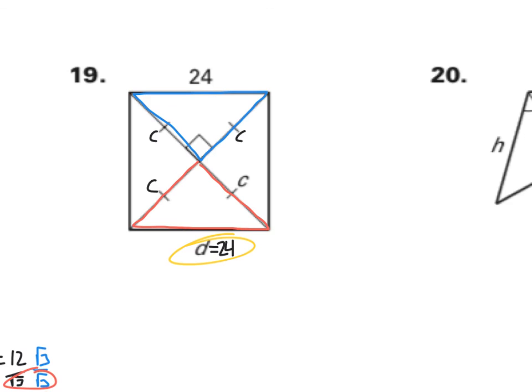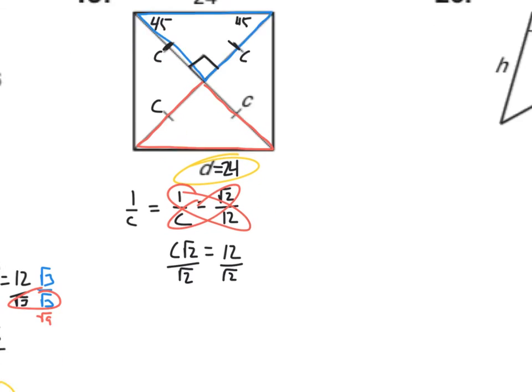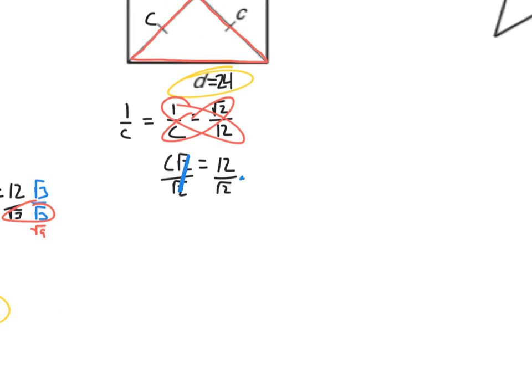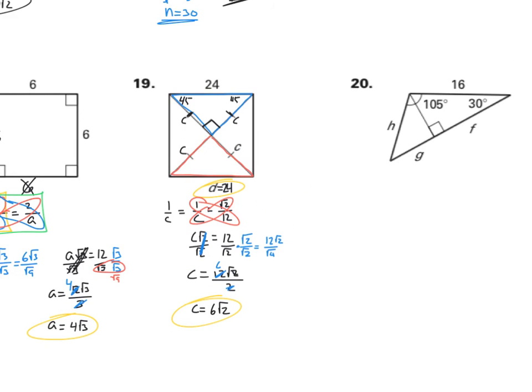Now finding C, well, again, if this is a 90-degree angle and this is an isosceles triangle, these are 45-degree angles. And so I'm using 1, 1, square root of 2. And so I've got C, C, and 12. Cross multiply. So C square root of 2 equals 12. You need to divide by the square root of 2. This cancels away. Over here I've got to rationalize, which gives me 12 square root of 2 over the square root of 4. And so C equals 12 square root of 2 over 2. And 2 goes into 12 6 times. So C equals 6 square root of 2. All right, there's our answers for 19.